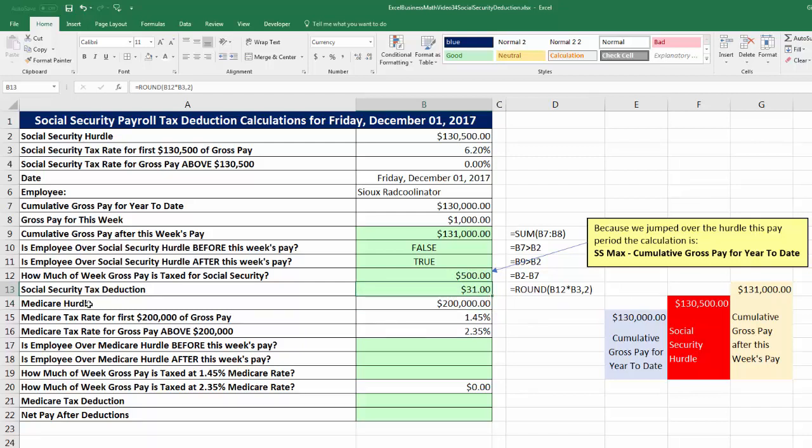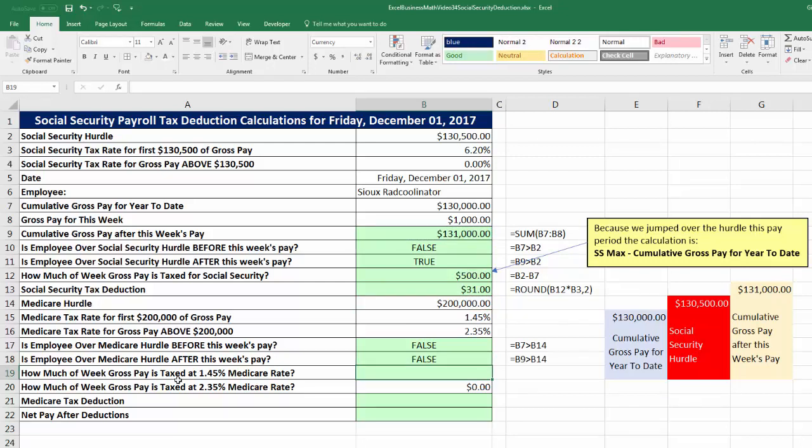So now on to the Medicare hurdle. There it is. First question is employee over Medicare hurdle before this week's pay equals, well, I look at the cumulative before this week's pay. Are you greater than 200,000? I don't think so. So that should come out false. How about after? Equals, well, here's the amount after. Are you greater than the hurdle? When I hit enter, there's a double false.